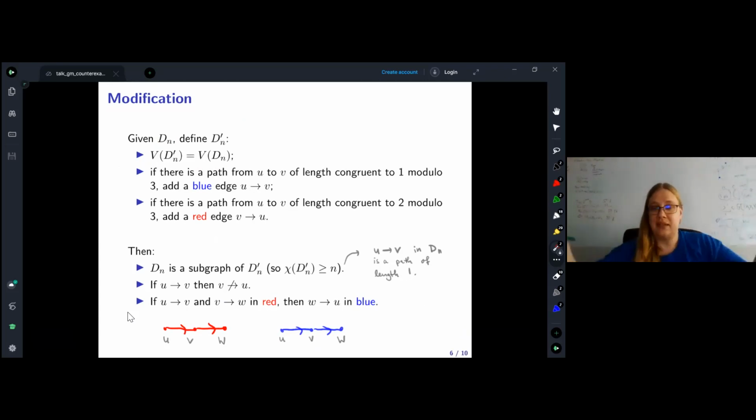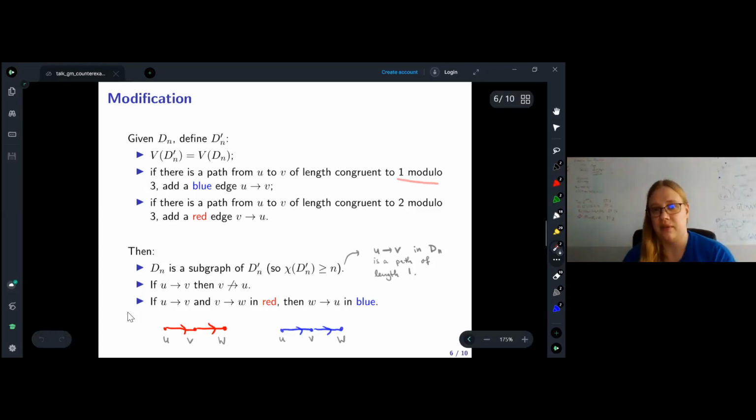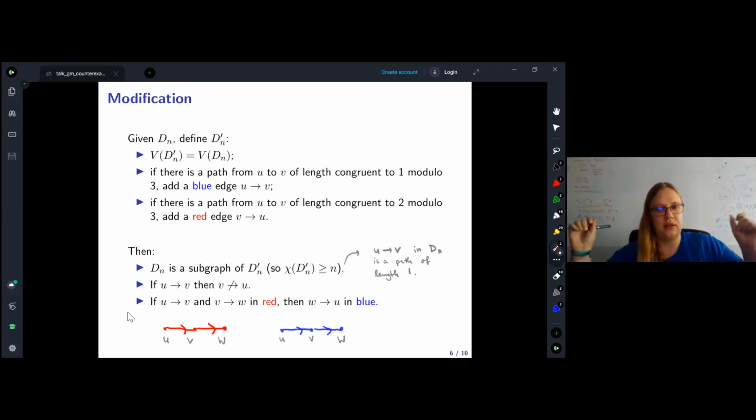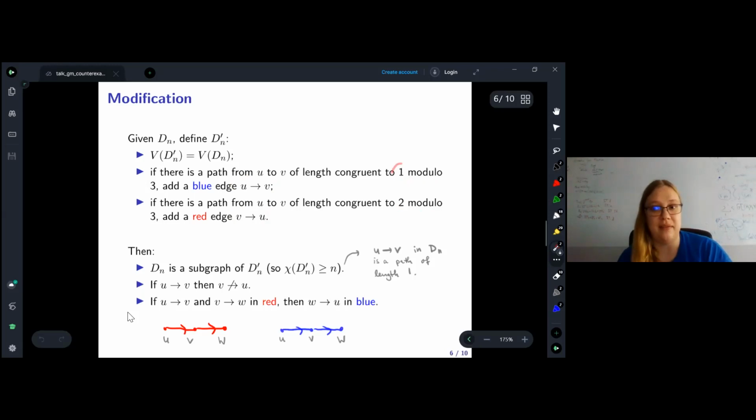For two vertices, if there's a path between them, then there's only one. And if its length is 1 mod 3, put a blue edge in the direction of the path. If it's 2 mod 3, put a red edge in the opposite direction. So for two vertices in Dn prime, they're adjacent if there is some directed path between them in Dn, and its length is not divisible by 3. And which way they're adjacent depends on what the residue of the path length is.